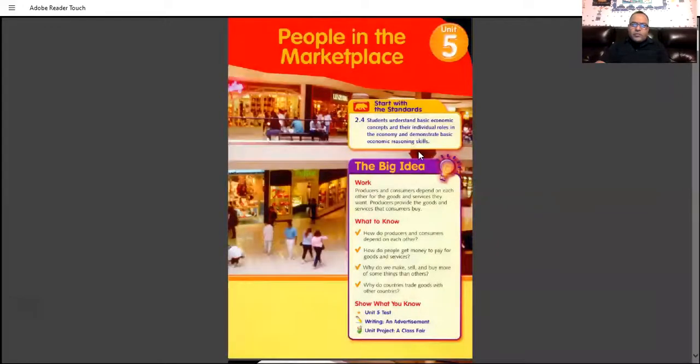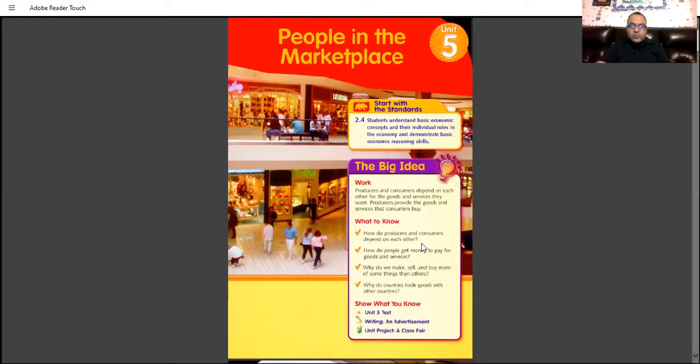People in the marketplace. Students, you have to understand the basic economic concepts and their individual roles in the economy and demonstrate basic economic reasoning skills. When I say economy, I'm talking about all the money and everything we buy, everything we sell, everything we do for others, everything. Producers and consumers depend on each other for the goods and services they want. Producers provide the goods and services, but consumers buy. Producers produce things. Produce means they make things, they make services. Consumers consume, they take in, they consume.